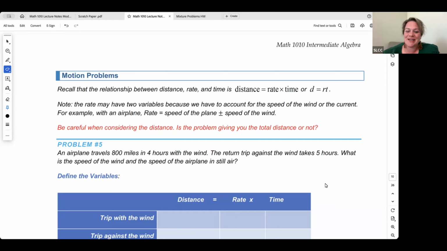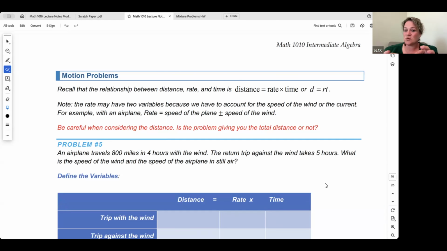Recall that the relationship between distance, rate, and time is distance equals rate times time. Remember that the rate can have two variables because we have to account for the speed of the wind or the speed of the current. For example, with an airplane, the speed is the speed of the plane plus or minus the speed of the wind pushing it. With a boat, it's the speed of the boat plus or minus the speed of the current.